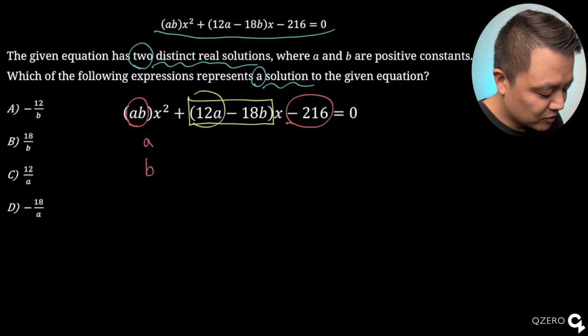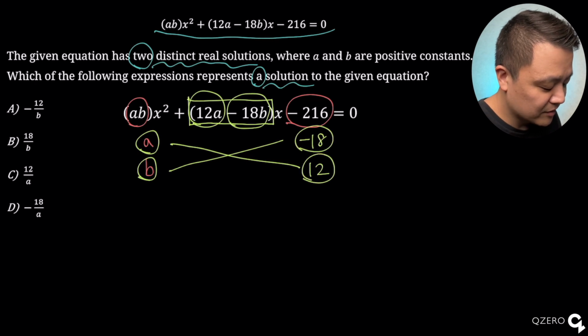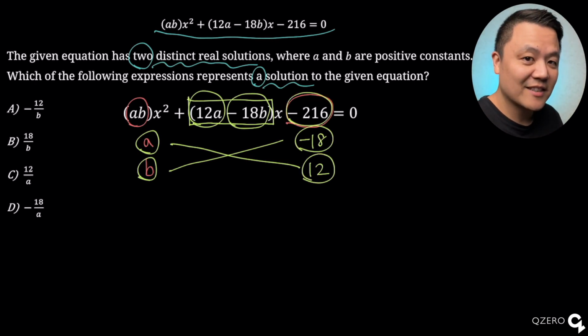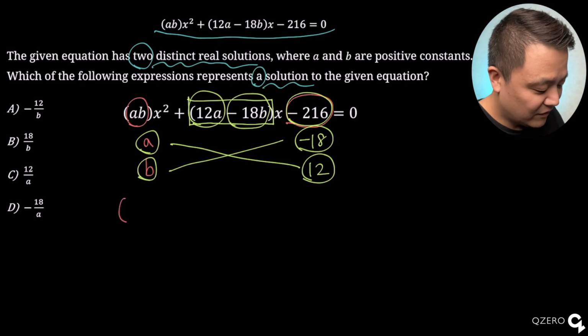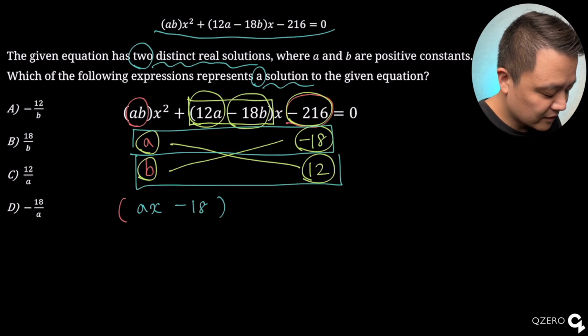A is supposed to be multiplied by 12. And B is supposed to be multiplied by negative 18. And negative 18 times 12 happens to be negative 216. So we're almost done. The first factor should be Ax minus 18, the first row. And here comes the second factor, Bx plus 12 equals 0.